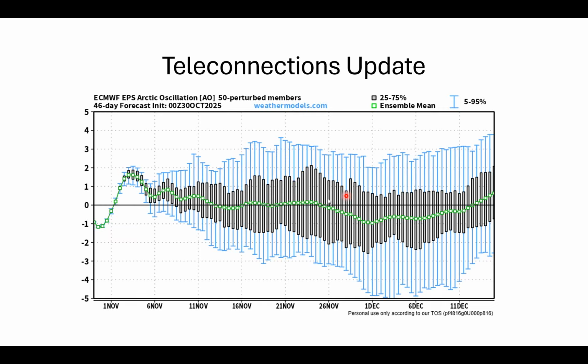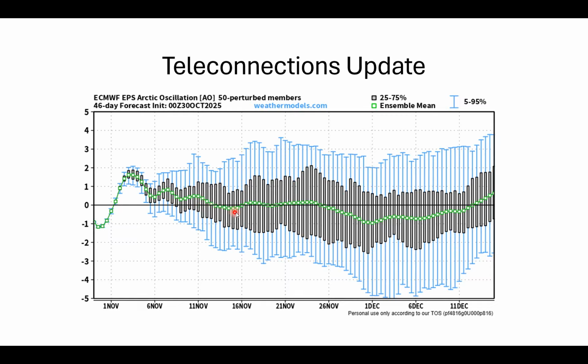This was issued the 30th of October, 2025. This is the EPS AO 50 perturbed member 46-day forecast for the Arctic Oscillation through mid-December. All right, so we see in early November, we're looking at a positive phase of the Arctic Oscillation, and it remains fairly positive right on through 11 November.